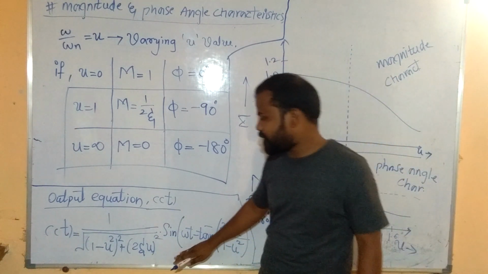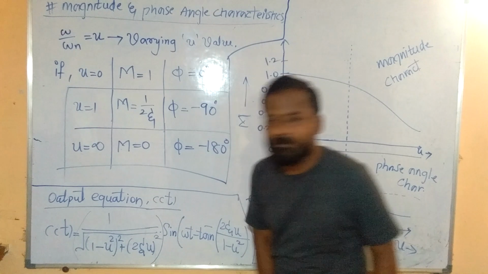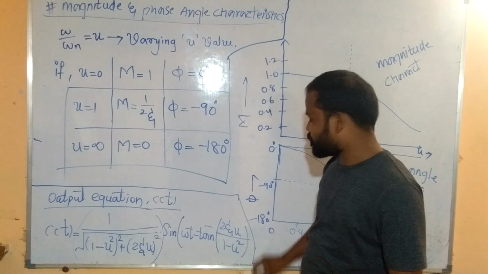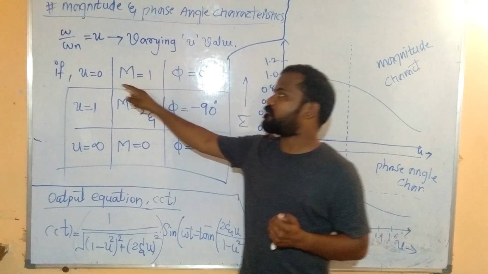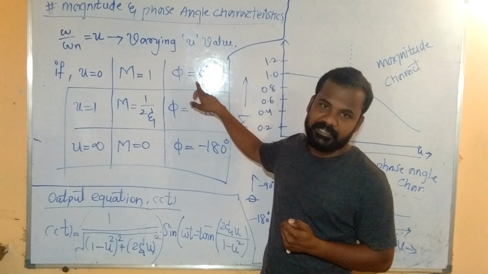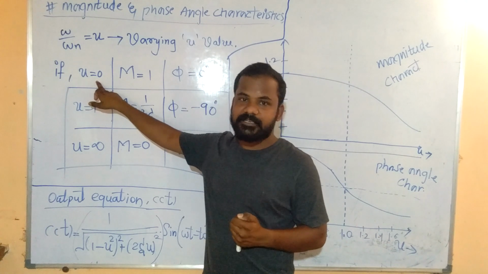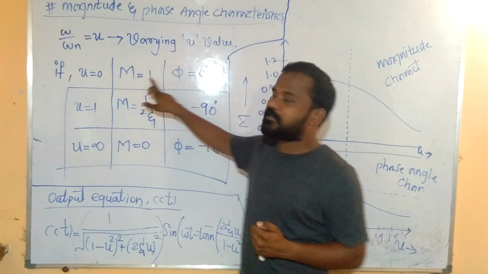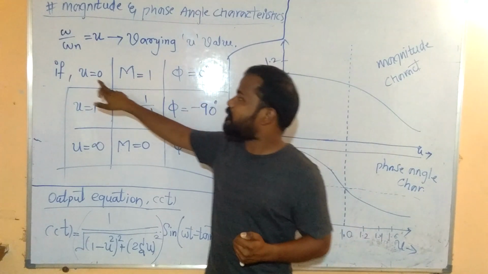For example, see here: this part is completely the magnitude, and this total value, tan inverse of 2 zeta u divided by 1 minus u square, is the phase angle. When we vary the values of u, you will get different values of magnitude and phase angle. For example, if I place u is equal to 0, then by solving that equation you will get m is equal to 1 and the phase angle phi is equal to 0 degrees. These two values are for u equal to 0.